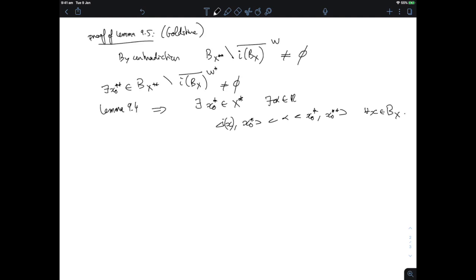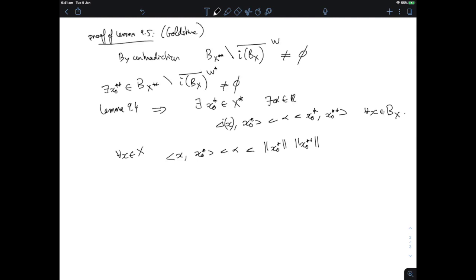Right? I'm separating the image of the unit ball, or in fact its weak star closure, so I could have a lot more than just this kind of elements. I could have weak star limits thereof, for instance, and I separate that from the single point x naught double star. But this will lead to a contradiction, because if I have that, then I have that for every x in x, x acted upon by x naught star is smaller than alpha, that is smaller than the norm of x naught star times the norm of x naught double star, right?